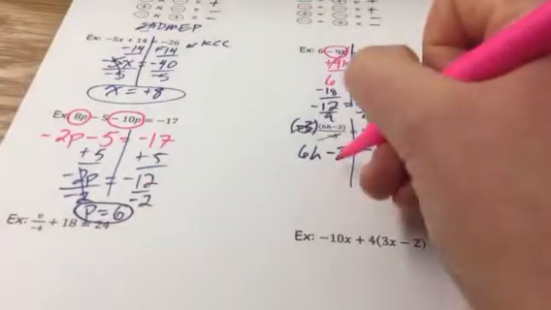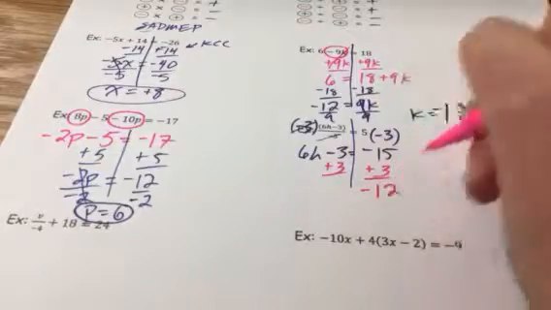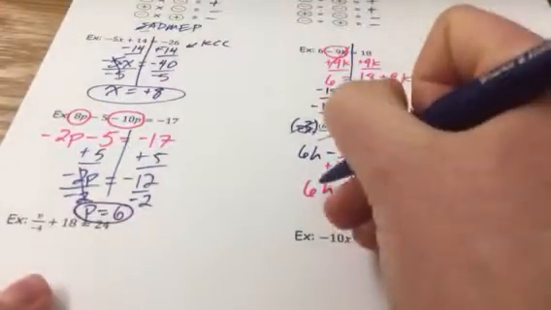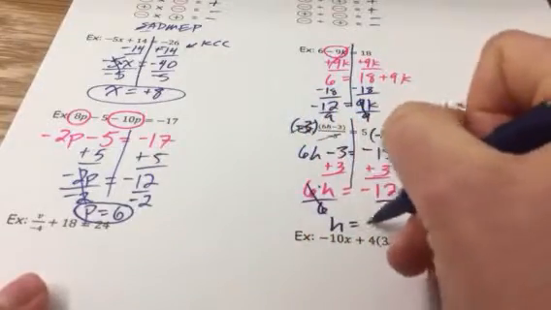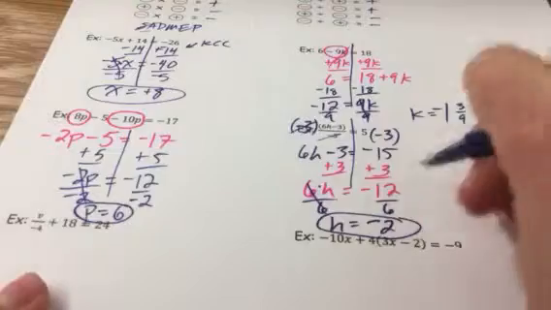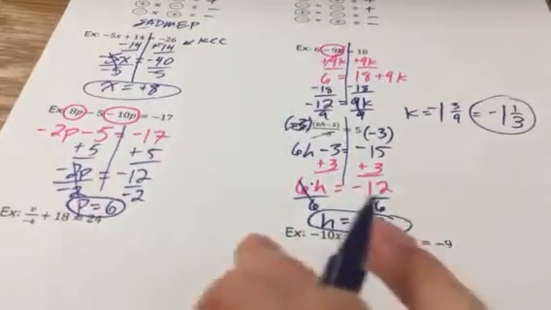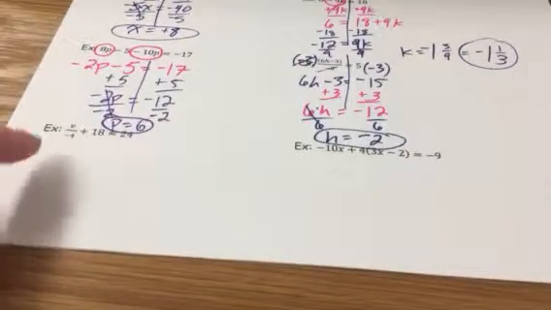Now I'm going to get rid of my subtracting first by adding. And I get negative 12 is equal to 6h. Now I get rid of multiplication by dividing. And I get h equals negative 2 because a negative divided by positive is a negative. Do a couple more together, and then I want you to tackle the backside on your own.